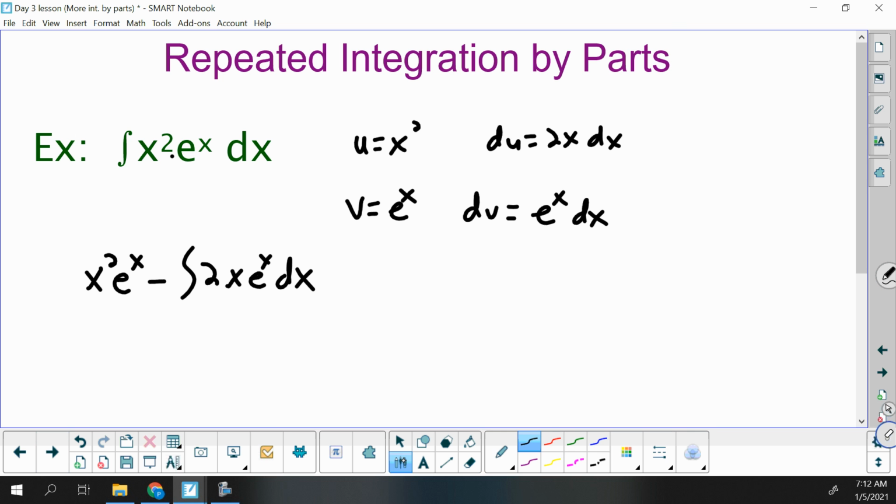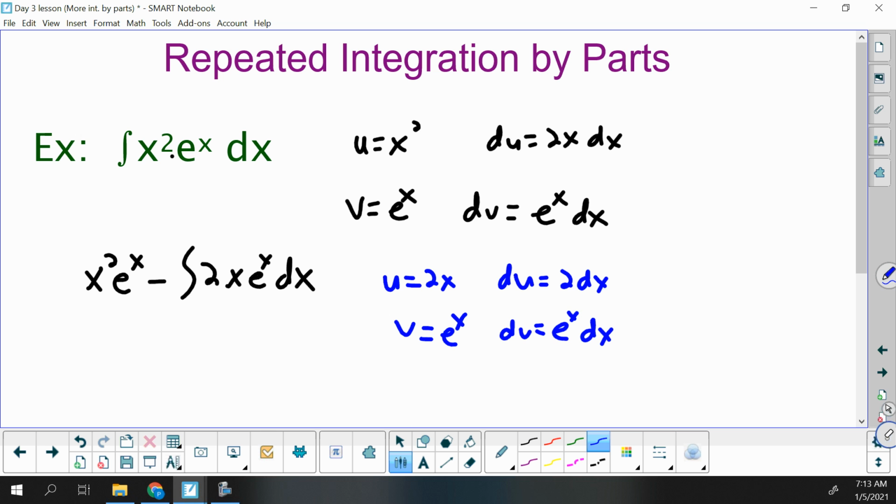Well, that's still a mismatched product. Okay, 2x and e to the x, there's nothing you can let equal u and have the leftover match up. So we've got to do integration by parts again. For u, there's still no trig, there's still no logs, there's still no inverse trig, but 2x is like a polynomial. So our dv, again, is going to be e to the x dx. So our du now will just be 2 dx, and then v will be e to the x.